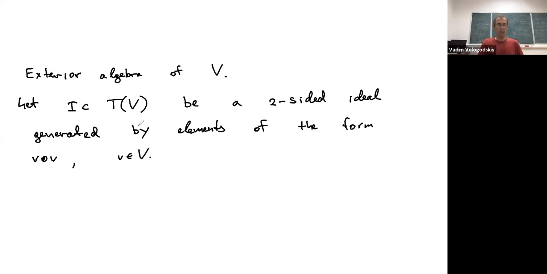So what does it mean that we have a two-sided ideal? This is an algebra, this is an element, so consider the ideal generated by this element. It means that I look at the smallest subset in this tensor algebra which contains all elements of this form, and which is closed under left multiplication by any element here, and also closed under right multiplication by any element here, and which is also closed under addition.